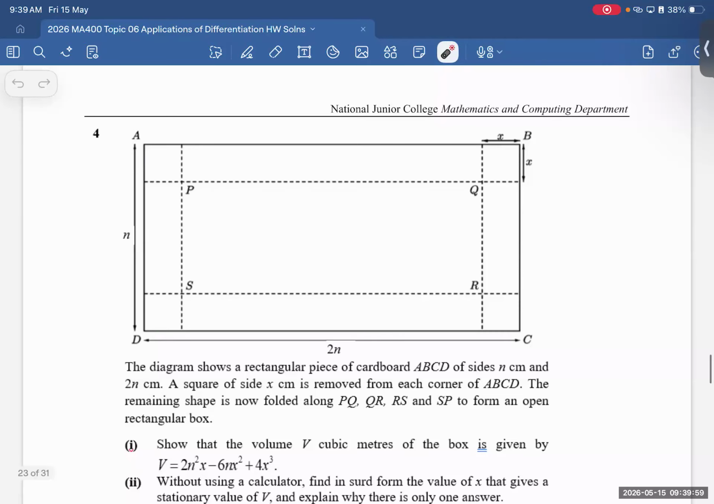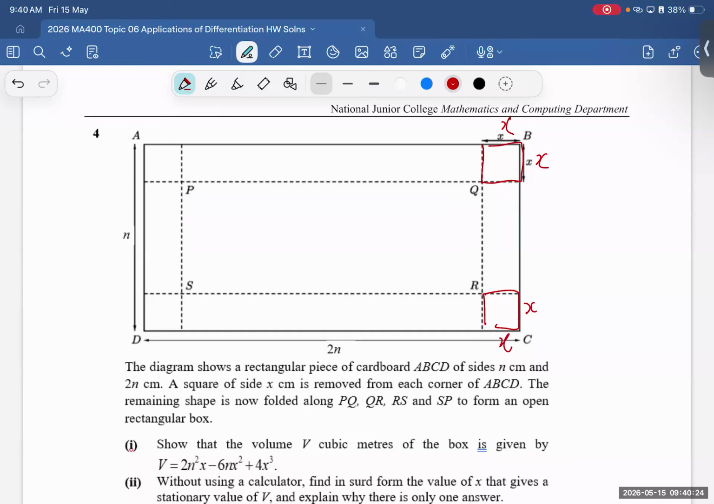Okay, so now you see, basically, I have a cardboard. I'm holding the side up. This part is the side. The cardboard side is n by 2n. So the square of side x is removed from each corner. You all know how we wrap up, right? Cut a corner, we can fold everything together. So this part you can see is x by x, x by x, x by x, x by x. Typical NJC style.